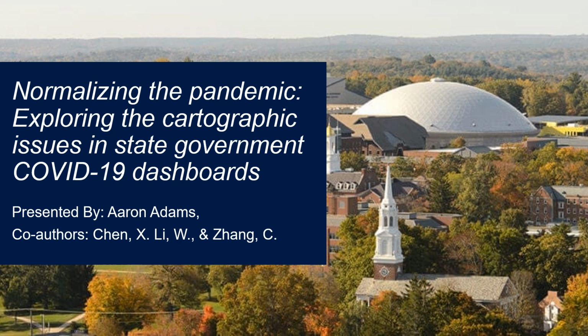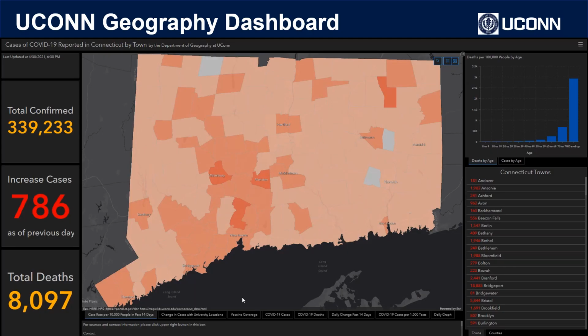In this short paper, we sought to evaluate COVID-19 dashboards published by United States state governments for cartographic errors. In this video, we will be focusing on the biggest issue we looked at, normalization of data in choropleths. A dashboard in this context is a type of web map that displays multiple visualizations to allow users to make decisions and see trends in the data.